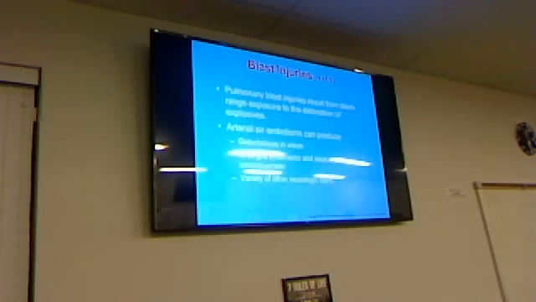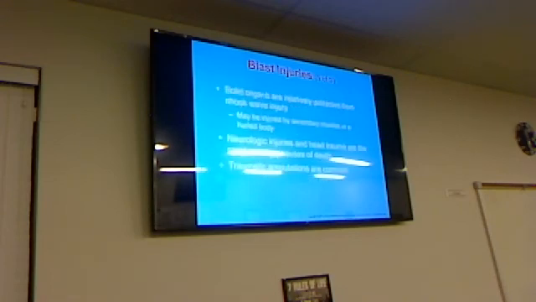Okay. All right, so pulmonary blast injuries result from short range exposure to the detonation of explosives. Again, pneumothorax is very common and causes the lung to rupture. Next thing you know, you have a patient that can't breathe. Arterial air embolisms can produce disturbances in vision, changes in behavior and state of consciousness, and a variety of neurological signs. I'll tell you, if this is something you're dealing with, the altered mental status is probably going to be your very first indicator that something is wrong here.